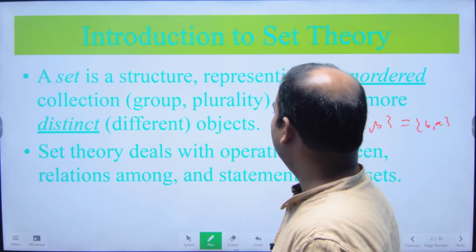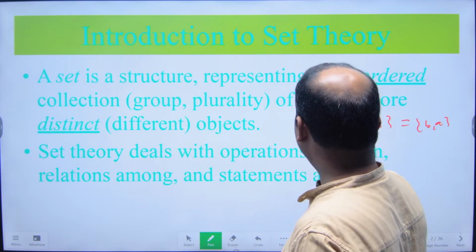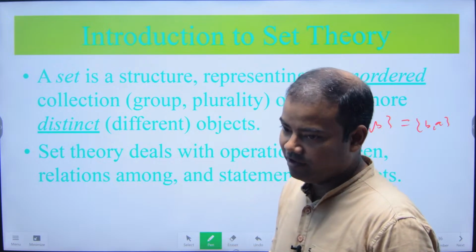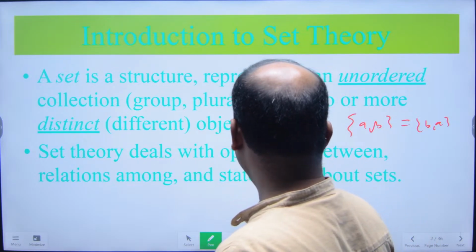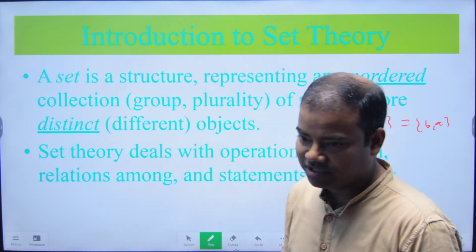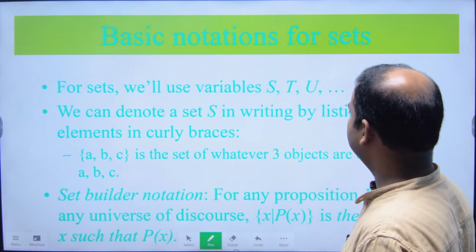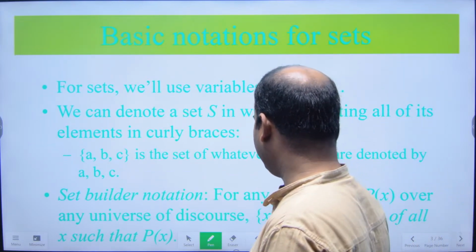A group or plurality of zero or more distinct objects. What is zero? Zero means no elements, or phi. Set theory deals with operations between, relations among, and statements about sets. So in set theory we do operations on sets.